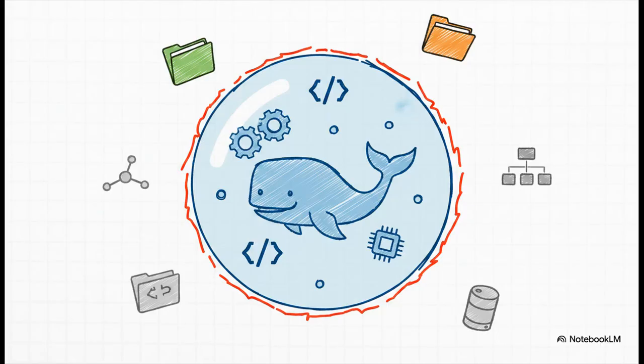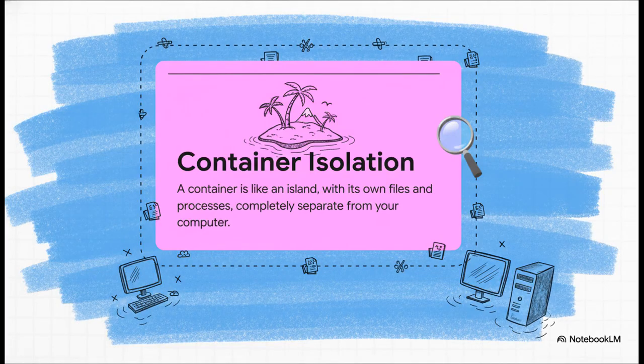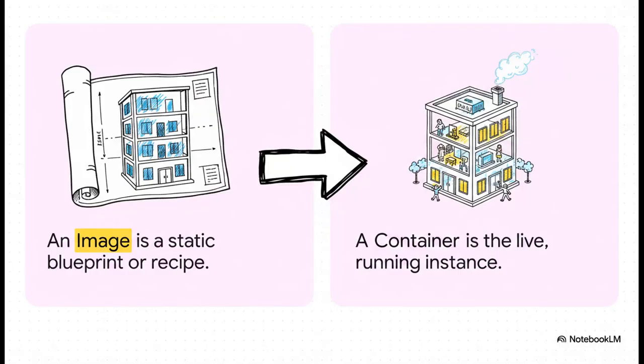Let's start with the core idea, the isolated container. This is what makes Docker tick. Think of a container as its own little island. It has no idea your computer even exists. This is a super important difference. The image is just the blueprint. The container is the actual workspace.